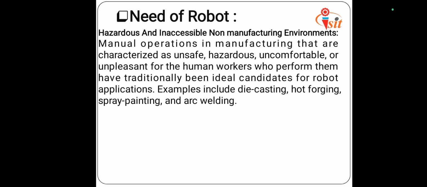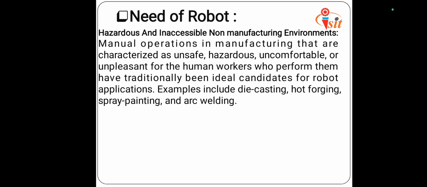There are some manual operations in manufacturing that are characterized as unsafe, hazardous, uncomfortable, or unpleasant for the human workers who perform them, and they have traditionally been ideal candidates for robot application. For example, a foundry. A foundry is the best example, which is unsafe, because in a foundry there is some unsafe environment where hot metal may move here and there, because of which it may be hazardous to that worker. It is uncomfortable because the unpleasant odor is there, so that worker can't do that work repeatedly for a long time.